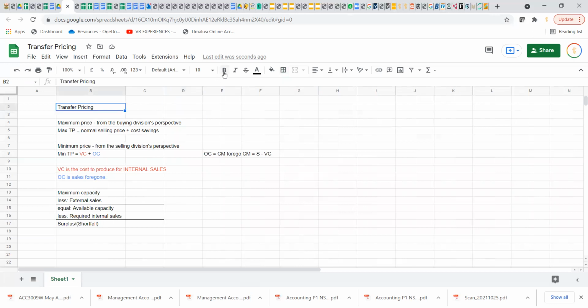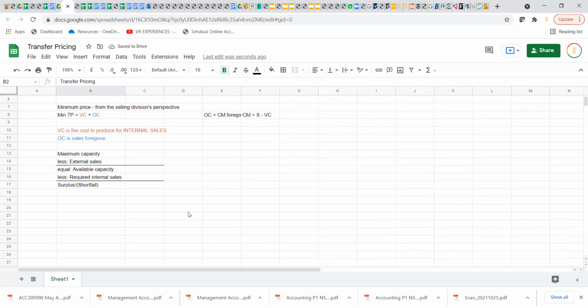Now I want to deal with performance management. For performance management, we are basically going to appraise the management, and generally it is whether they get a bonus or not. Okay, so we need to know whether they meet a certain target or not. So there are different methods.